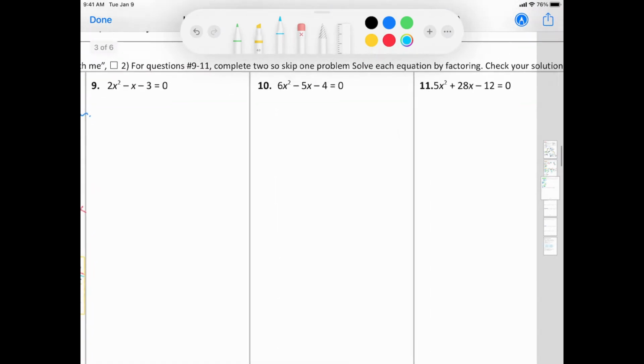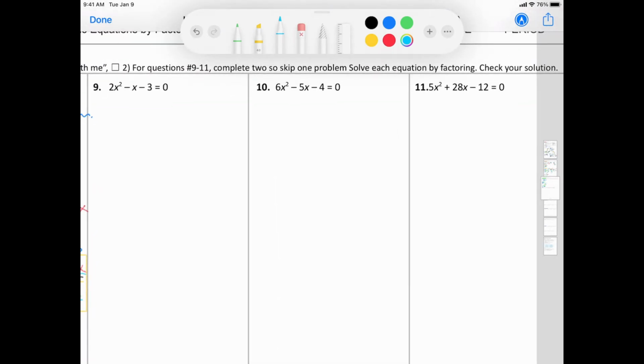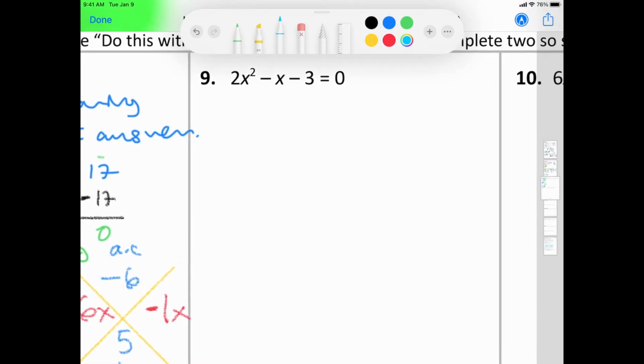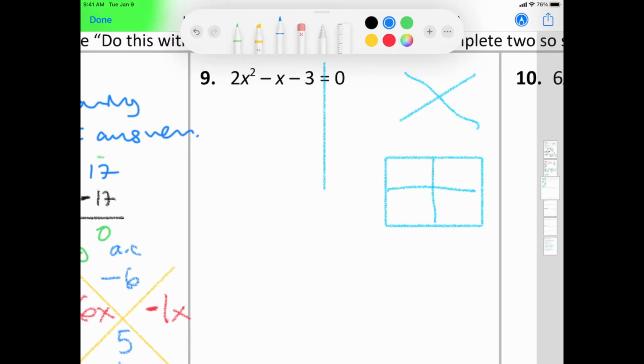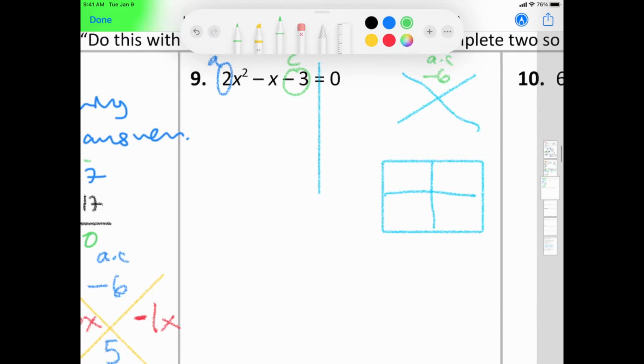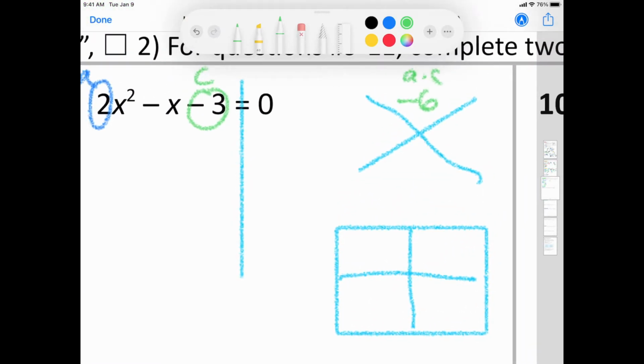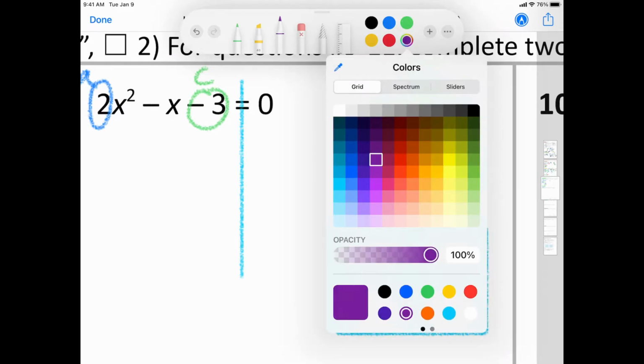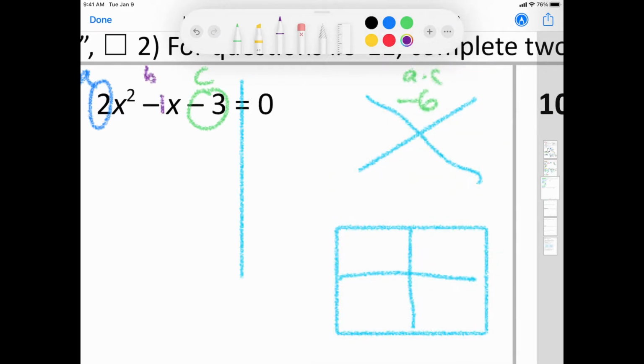For questions 9 and 11, go ahead and do 2 of these. Go ahead and skip 1 of them. So already set equal to 0. Perfect. So there's my a value. C value is, so a times c is going to be -6. And b value is -1.